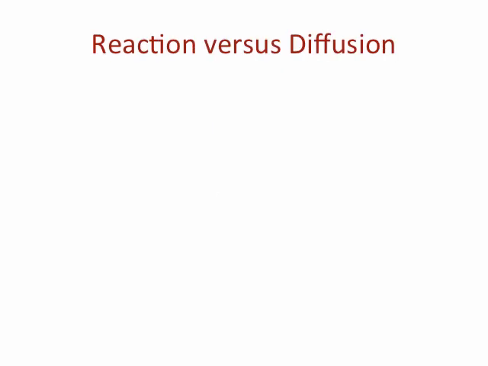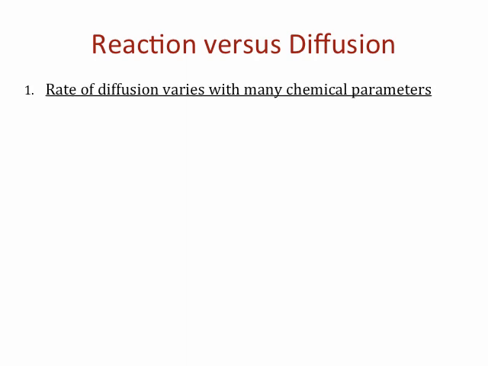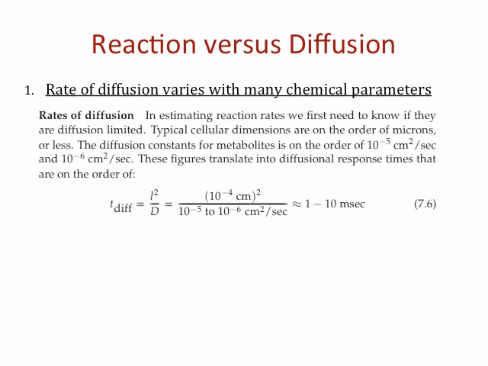Let's first look at the relative rate of diffusion to reaction. The diffusional response times are estimated by calculating length squared over the diffusion coefficient, where the length is a characteristic length where diffusion is taking place, and that's a micron in this case. And if you carry out this estimate, you find that the diffusion time for a metabolite in a bacterial cell is on the order of milliseconds.